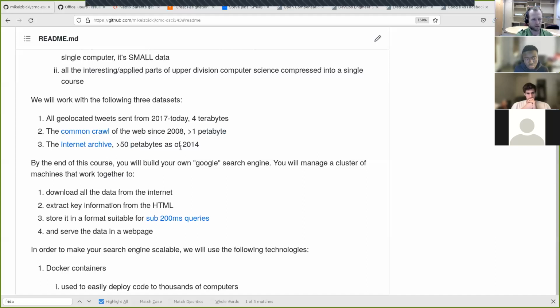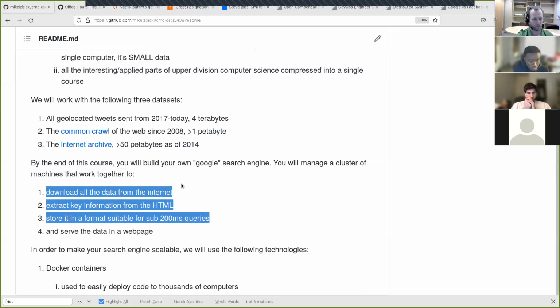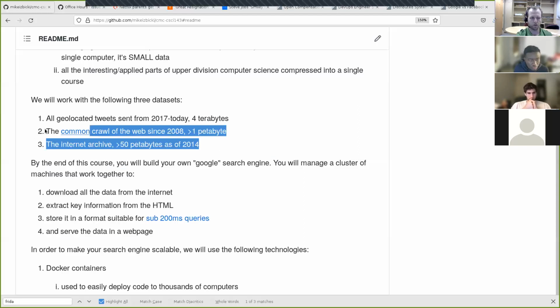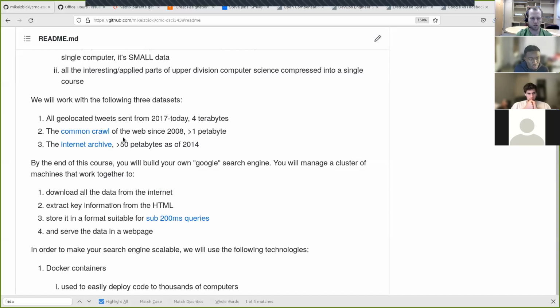And what we're going to do with this data, by the end of this course, you're going to build your own Google search engine. That'll be the final project of this course that all the homework assignments are leading up to. And in order to make your Google search engine, again, you'll be managing a cluster of machines that are working together to do all of these things. So downloading all the data from the internet, using these 2 data sources as the data that we'll be using.